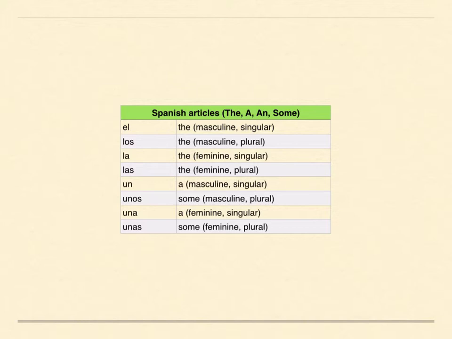Un expresses a. It is the masculine singular way of expressing a. To say some in Spanish, we say unos. Unos is the masculine plural. Una expresses a, it is the feminine singular. And unas expresses some, it is also feminine and plural.